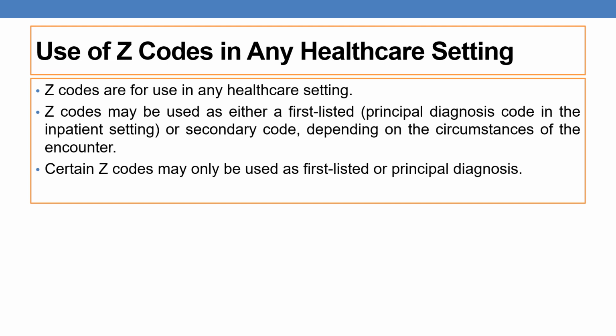Z codes are for use in any healthcare setting and they may be used as either first listed, that is nothing but principal diagnosis, or as secondary code depending upon the circumstances of the encounter. They can be used as PDX or SDX depending upon the circumstance for the encounter. And certain Z codes may be used only as first listed or principal diagnosis. Let us see one example, and in the further sessions we will discuss all the Z codes that can be used as first listed or principal diagnosis.